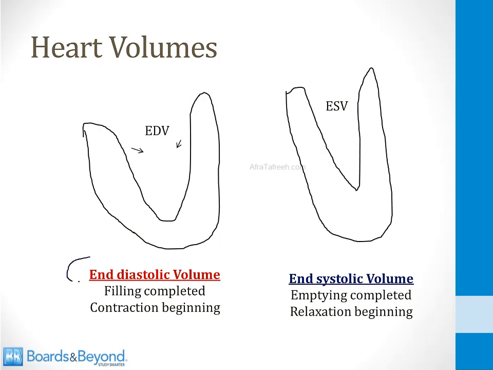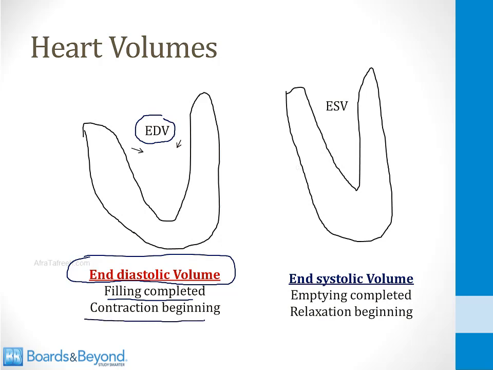The first one is the end diastolic volume, or the EDV. This is the volume at the end of diastole. That's how it gets its name. This is the point in the cardiac cycle where filling of the left ventricle has completed. This is the largest volume of blood the left ventricle will hold. This is also the point where contraction is about to begin.